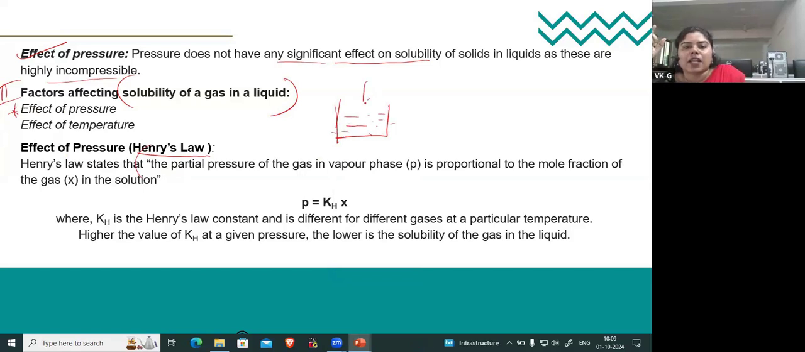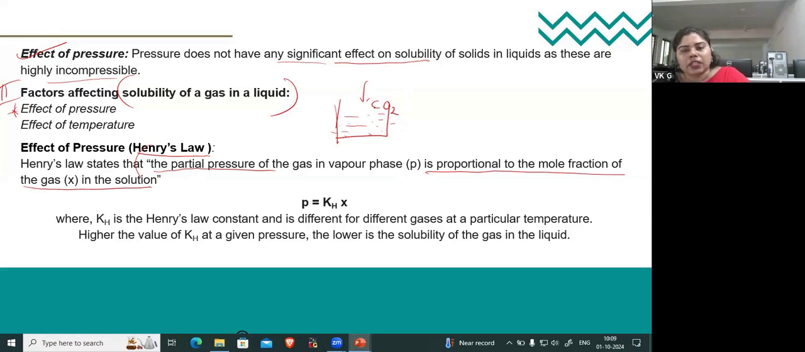And you want to pass carbon dioxide in order to make that drink fizzy. Imagine, then how do you supply this carbon dioxide inside the bottle? What you do is you just compress the gas, or you apply pressure to the gas in order to make it dissolve in the liquid. So the partial pressure of the gas in the vapor phase is directly proportional to the mole fraction of the gas present in the solution.